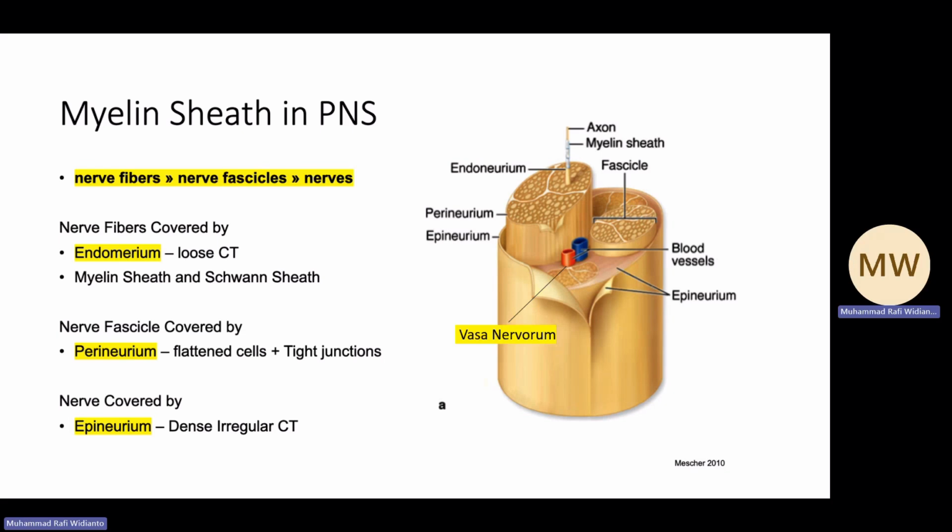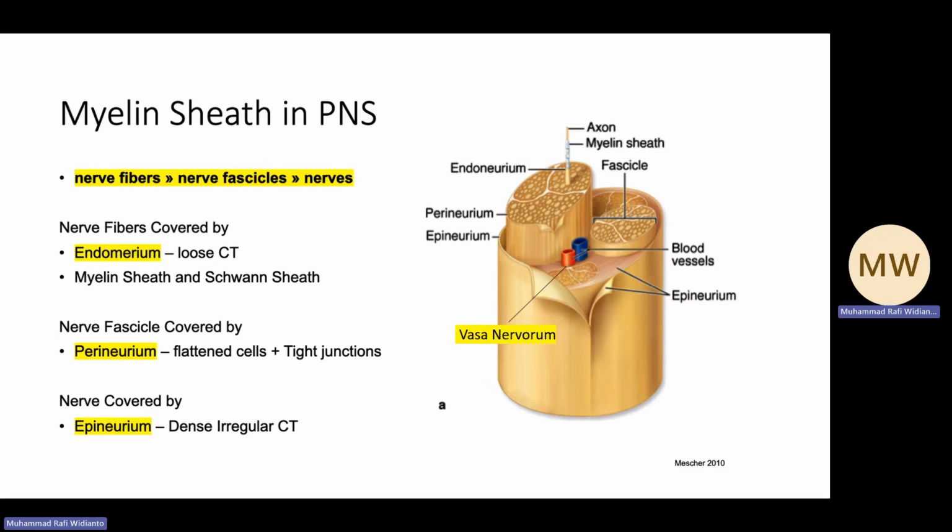And then in the second layer, we have the perineurium, which contains flattened cells or flattened fibrocytes. And as you may recall from the video I made previously, flattened fibrocytes are non-functional fibroblasts, and it also contains tight junctions. And in the perineurium, there is a specialized connective tissue, which is used for the blood-nerve barrier, for nutrition, or removing waste. And in the end, the nerve is covered by the epineurium, which is dense, irregular connective tissue.